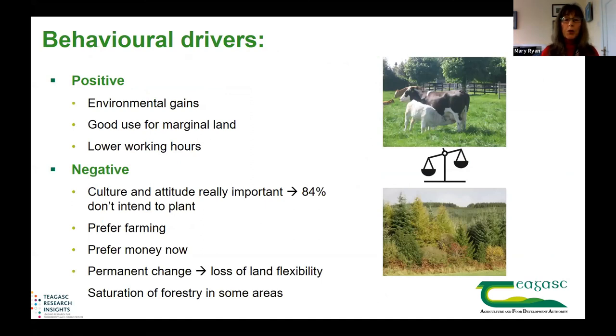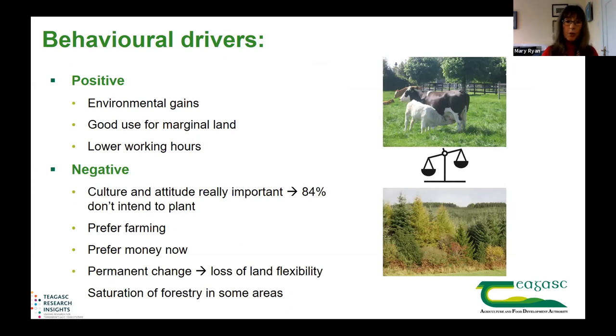Behavioural drivers are really important because it's not just about the money. Positive drivers include the environmental gains associated with forestry. It's a good use for marginal land. It involves lower working hours. But on the negative side, culture and attitude are really important.